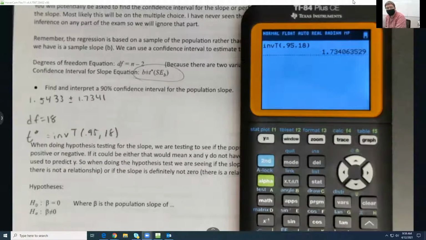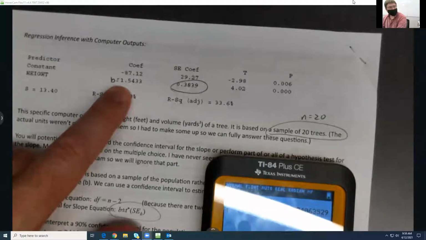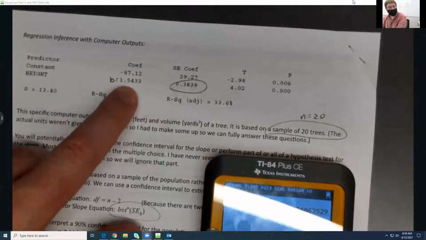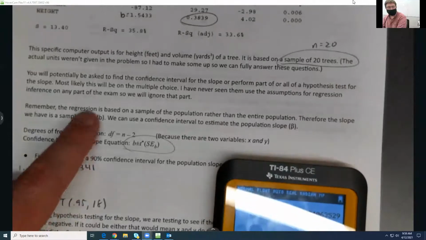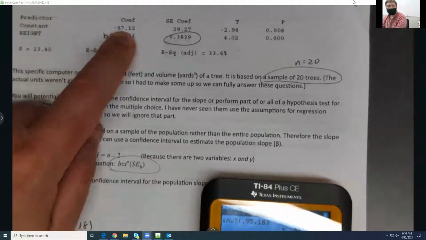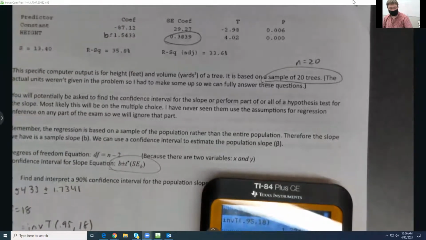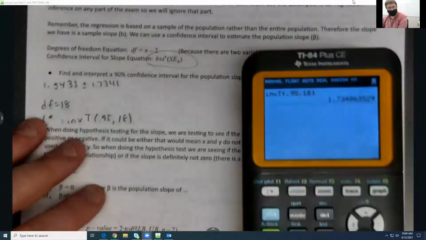And I got what? Say it again. B. B is from the readout. Yeah, it's the slope. So this little b stands for sample slope. And so from the sample of 20, this coefficient in front of it, that's the slope. So if you look at your readout, okay, yeah, got it.